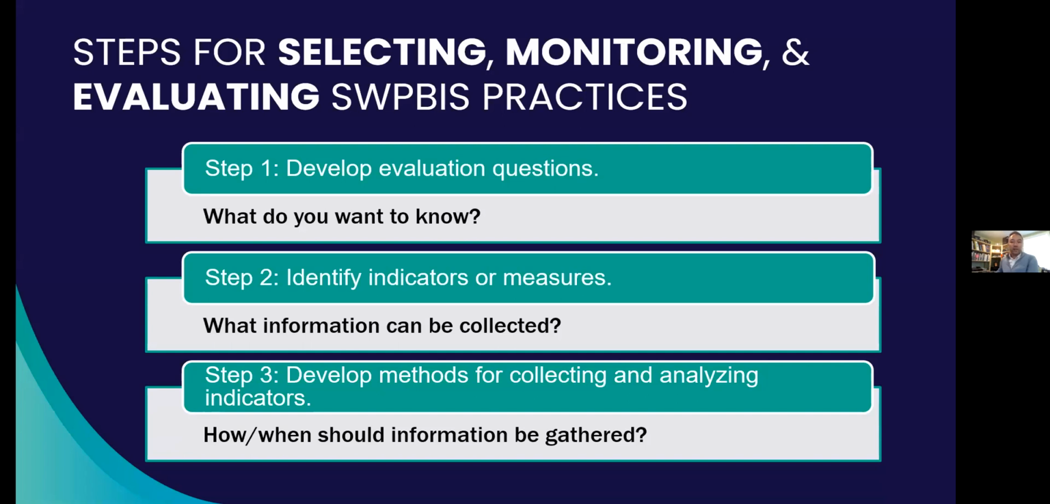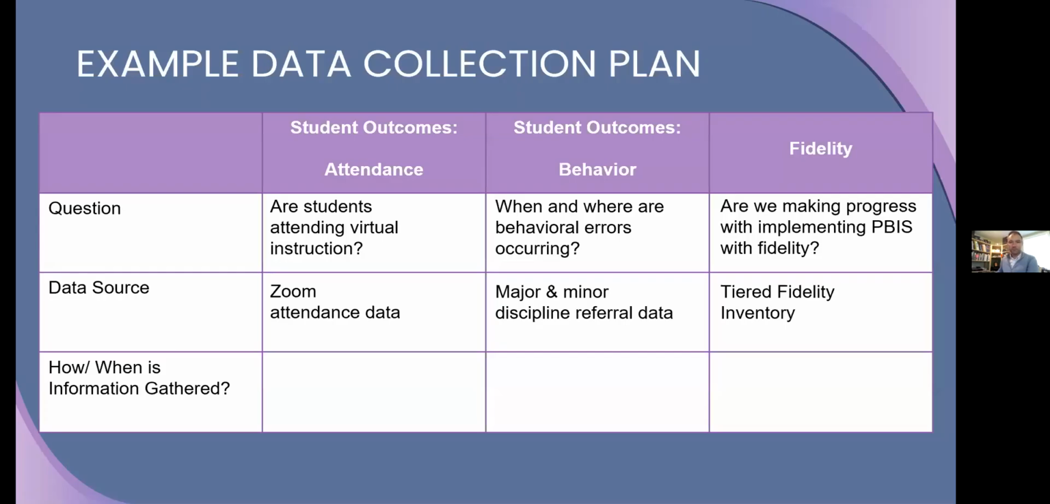The third step for selecting, monitoring, and evaluating school-wide PBIS practices is to develop the methods for collecting and analyzing the indicators you selected in step 2, such as office discipline referrals or attendance. This is where we really think through the logistics of how the data is going to be gathered. We can continue to add to our data collection plan.